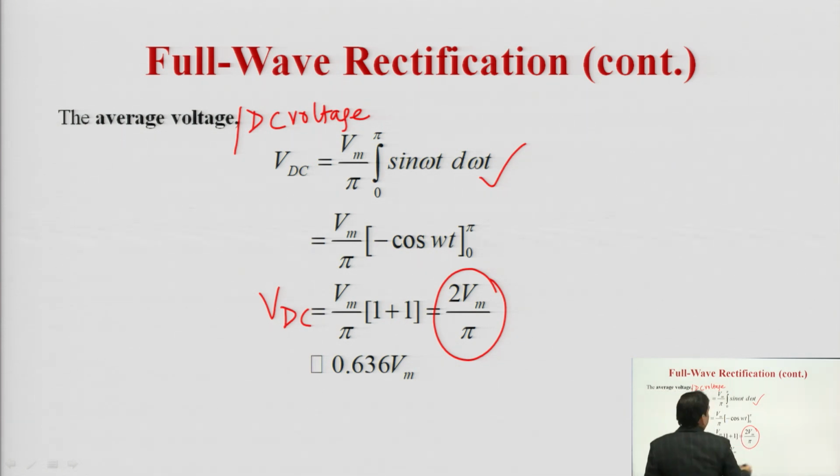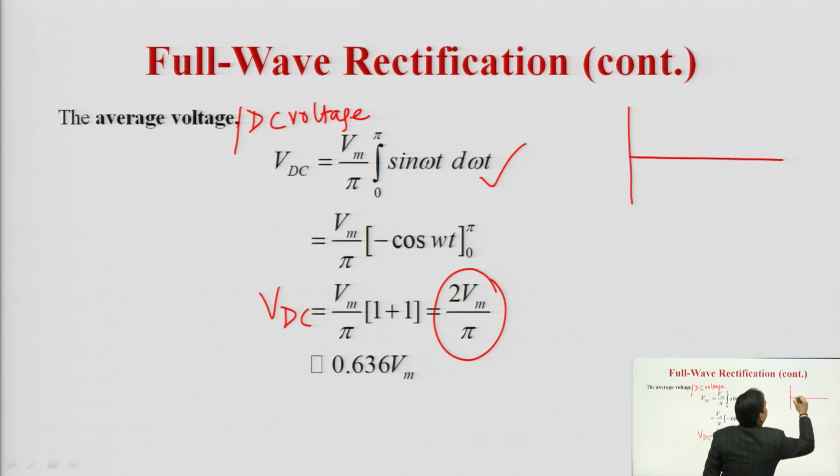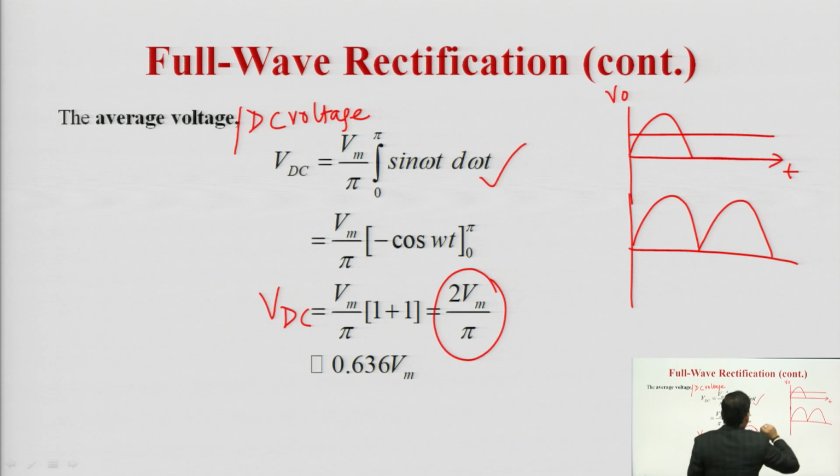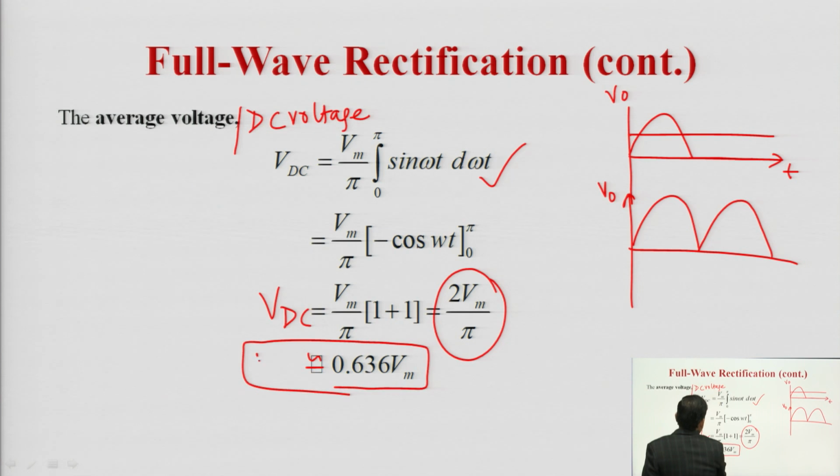We can see this: first for half wave we have this as the output waveform, and for full wave we have something like this. For the half wave the value was, I think, 0.3 times Vm. For full wave the DC value gets doubled, so this value comes around to be 0.636 times Vm, VDC. So the average value gets doubled.